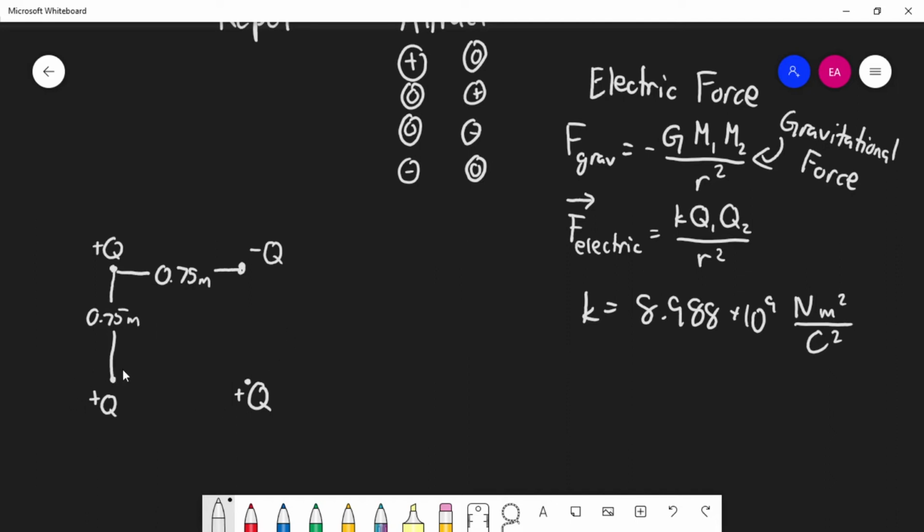So we're looking for the net force acting on this. So let's make a free body diagram first. This charge is being repelled by this charge, so let's call that F1. This charge is being repelled by this charge, so let's call that F2. And this charge is being attracted by this charge, let's call that F3. Now this is 1, this is 2, and this is 3. So how do we do this?